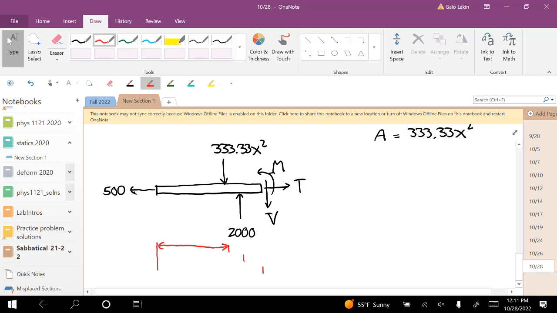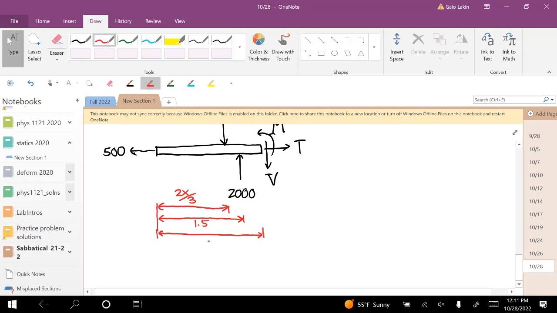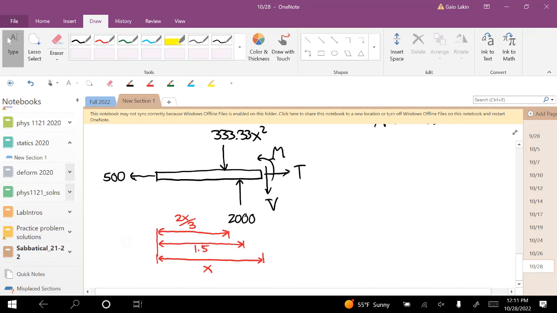So the distances that matter: the distance to where the distributed load's point force is, that's 2x over 3. The distance from the left to the other point force is 1.5. And the distance from the left to the right endpoint is x. One thing that might confuse you at some point: the distance from the left to this 2,000 Newton force is 1.5 no matter what. The distance from the left to the point force for the distributed load changes depending on what x is.